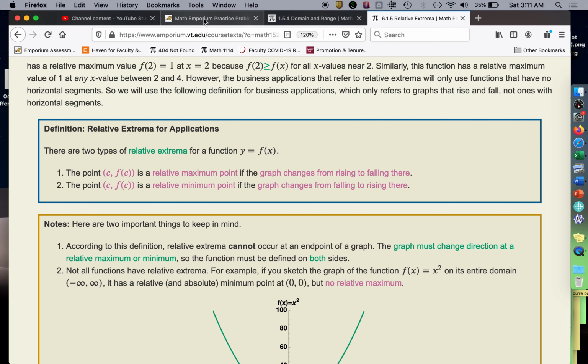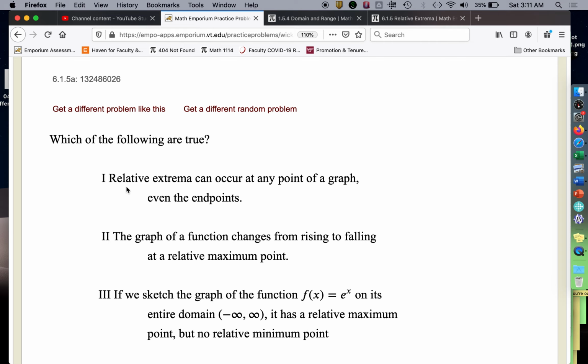But let's look at statement 1 again. This said relative extrema can occur at any point of a graph, even the endpoints. And it clearly said back there, relative extrema cannot occur at endpoints. Okay, so statement 1 is false. Statement 2, the graph of a function changes from rising to falling at a relative maximum point. Okay, so it's saying it's going up and then down.